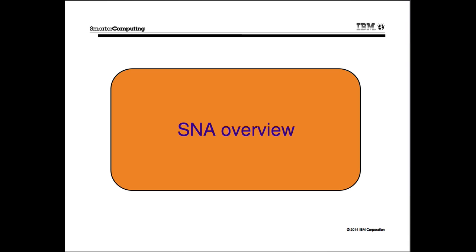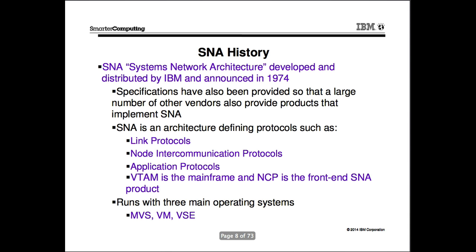So I'll give a little overview of SNA technology, which people may not be as familiar with as the others. SNA stands for Systems Network Architecture. It was developed and distributed by IBM and started in 1974. So as I mentioned, this is the 40th anniversary of SNA. We also provided specifications, so a large number of other vendors could provide products to implement SNA. And SNA is a complete architecture for networking, end-to-end. It includes everything, including link protocols, node intercommunication protocols, application protocols, APIs.